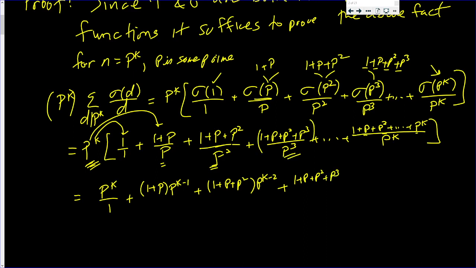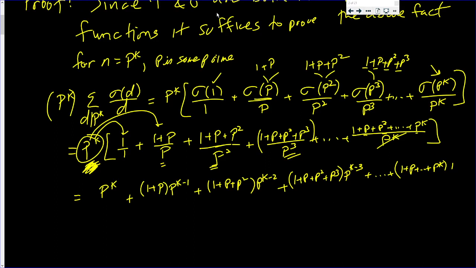p to the 3 goes into the p to the k that I factored out in front p to the k minus 3 times, all the way down to 1 plus p, all the way up to plus p to the k, and p to the k goes into p to the k 1 time. Okay, so I'm going to erase the 1 at the beginning. I didn't need that.